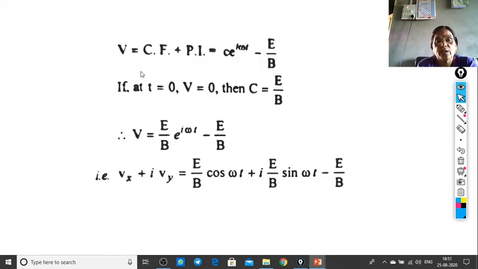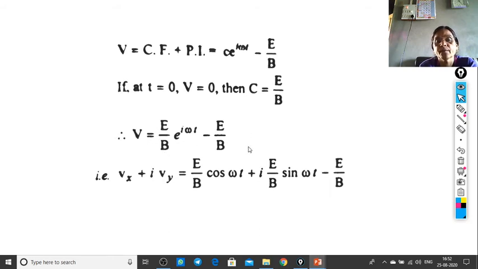This velocity V is equal to the addition of both complementary function and particular integral. Complementary function was C e raised to i omega t, particular integral was minus E upon B, hence V equal to CF plus PI equals C e^(i omega t) minus E upon B. If we consider again at time t equal to 0, V equal to 0, then C will be equal to E upon B. When we substitute these two initial conditions here, we see C equal to E upon B. Therefore, the above equation becomes V equal to E upon B e raised to i omega t minus E upon B.